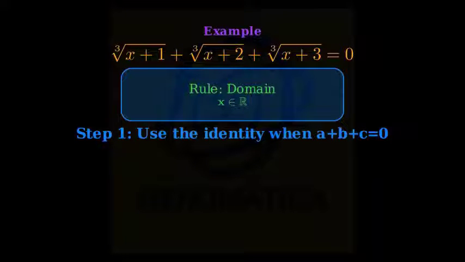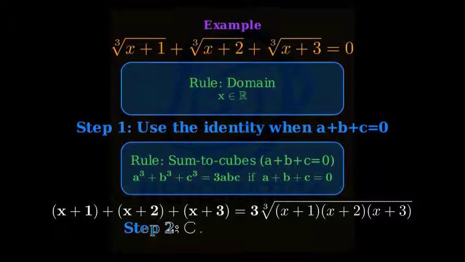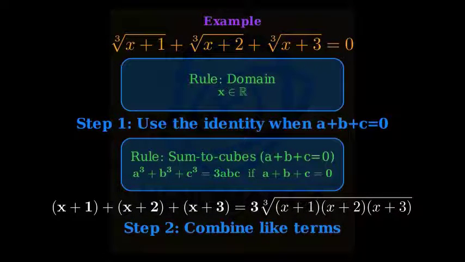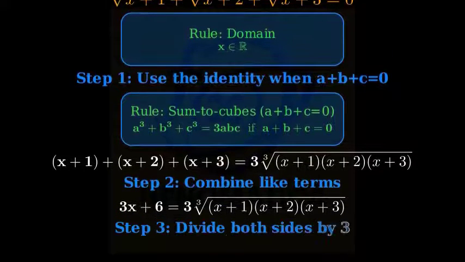Let a be the cube root of x plus 1, b be the cube root of x plus 2, and c be the cube root of x plus 3. When a plus b plus c equals 0, the identity says a cubed plus b cubed plus c cubed equals 3abc. Apply this identity directly. Step 2. Simplify the left side. X plus 1 plus x plus 2 plus x plus 3 equals 3x plus 6. Step 3. Divide both sides by 3 to isolate a single cube root. Step 4. Cube both sides to remove the cube root.